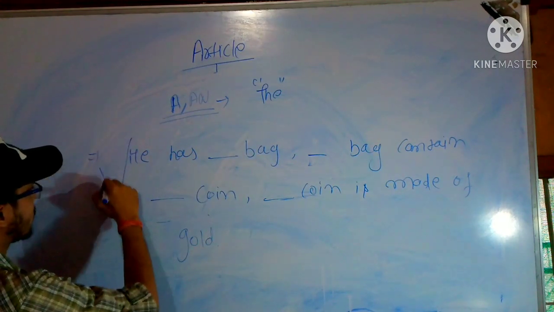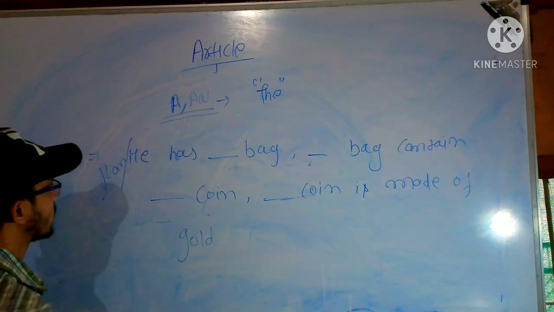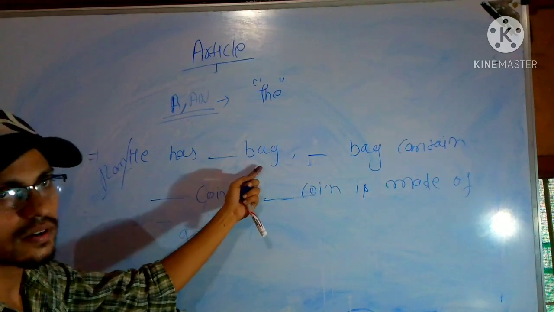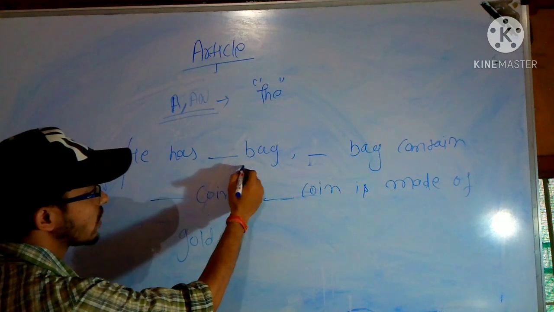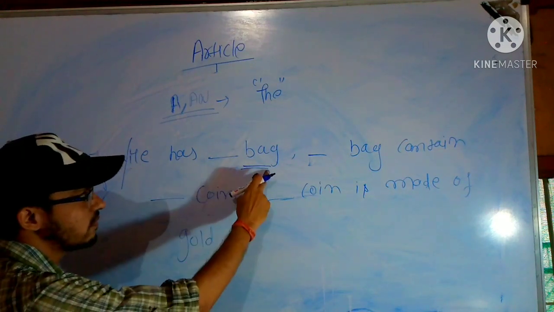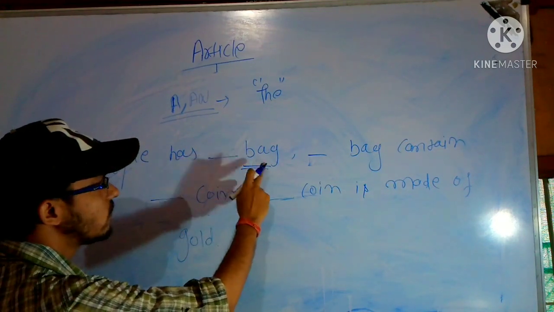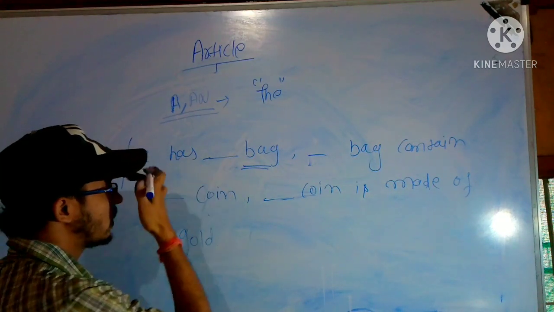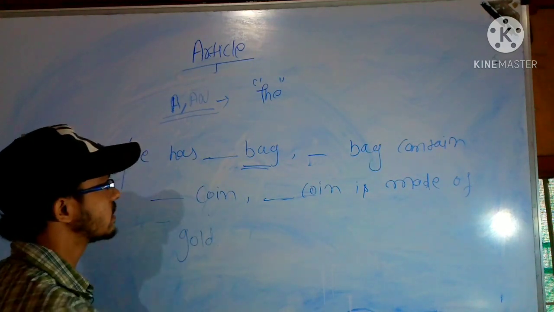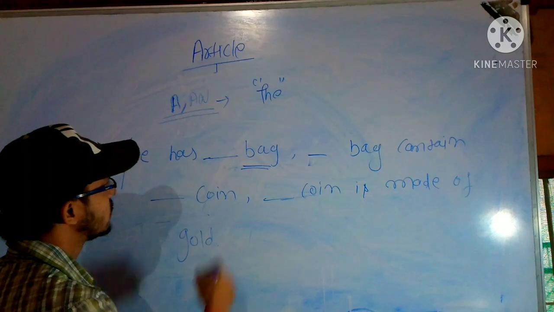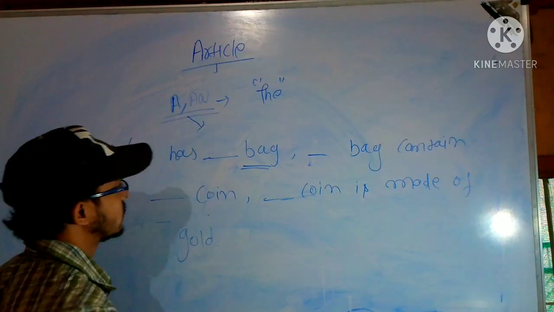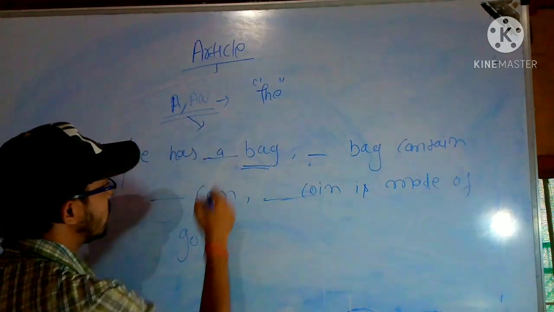Here we can take anything, like Ram. What Ram has: the first time we are talking about the bag. If we discuss anything for the first time in the sentence, there we use the indefinite article. The indefinite articles are A and AN. So here we use A.